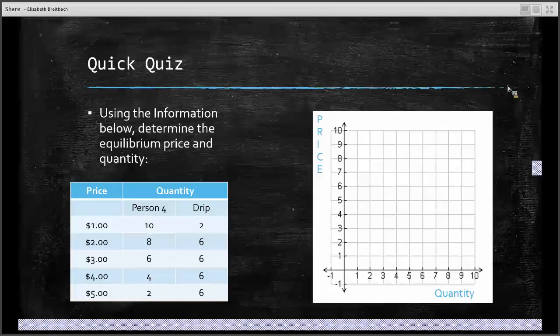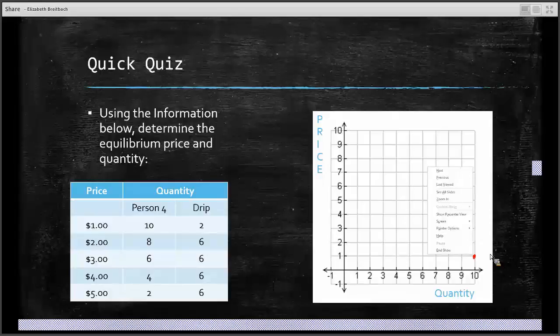All right, so hopefully you've taken the time to draw in your supply and demand curves. All right, so let's first do that demand. So at $1, the quantity demanded is 10 units. All right, and then at $2, the quantity demanded is 8 units.